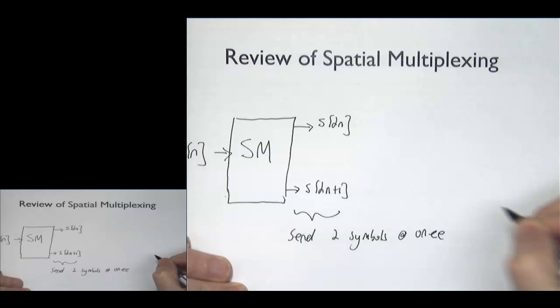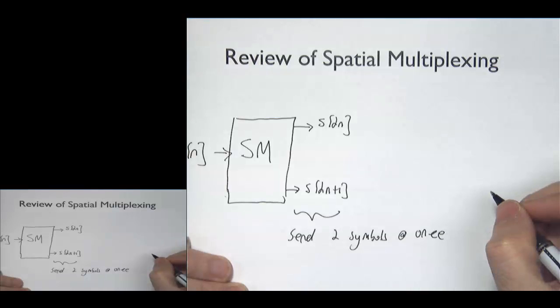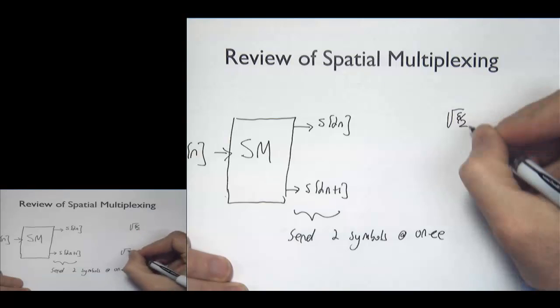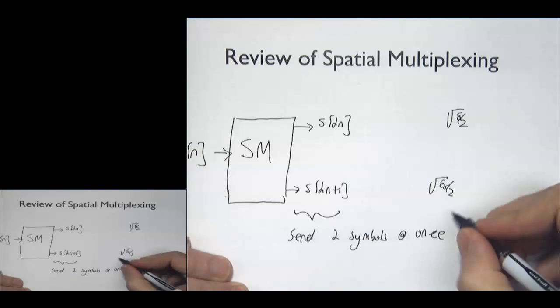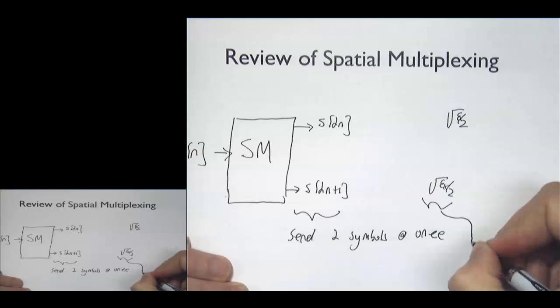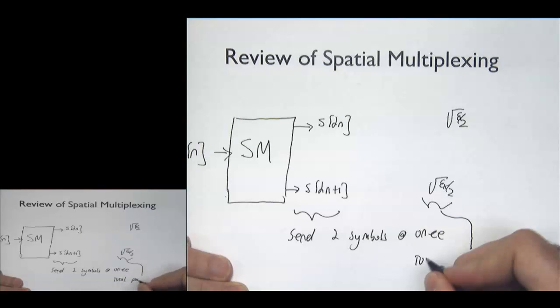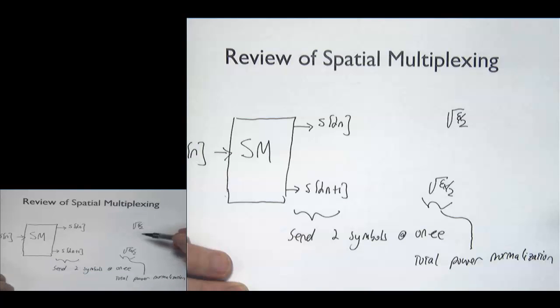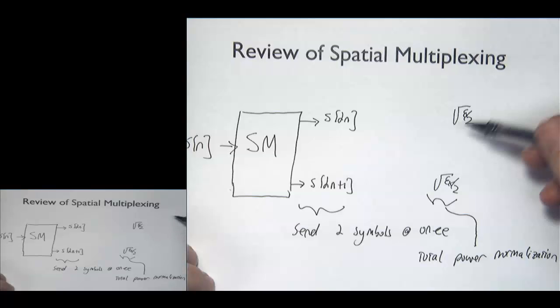And the other point to recall is that after the RF up conversion, etc., there was in this case, with two antennas, square root of Ex over 2, square root of Ex over 2. So there's also a total power normalization. So we're going to send two symbols at once, but we're not going to send twice the power. We're actually going to send, in this case, with two transmit antennas, half the power. If we had four antennas, we'd send a fourth of the power.